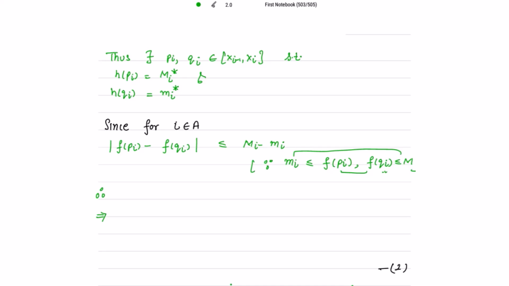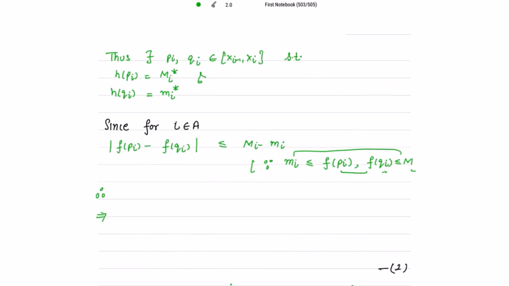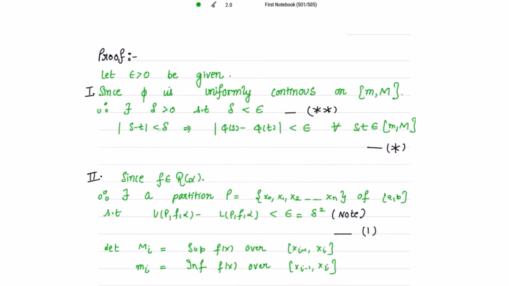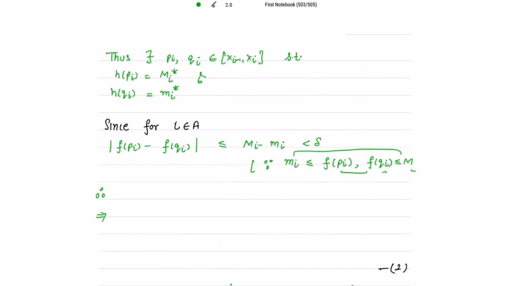And what is the condition for this if i belongs to A? If i belongs to A, then this difference is less than delta. So I'm writing here this is less than delta. Fine? Okay. Now going back to the definition of uniformly continuous: whenever |s minus t| is less than delta, then |phi(s) minus phi(t)| is less than epsilon. So here, whenever |f(Pi) minus f(Qi)| is less than delta, then |phi(f(Pi)) minus phi(f(Qi))| is less than epsilon. So let me write, this is from star.